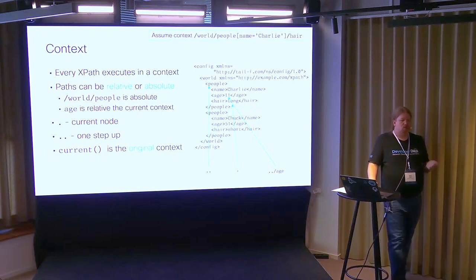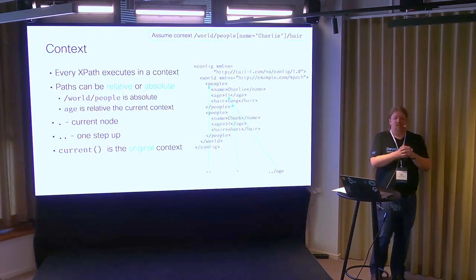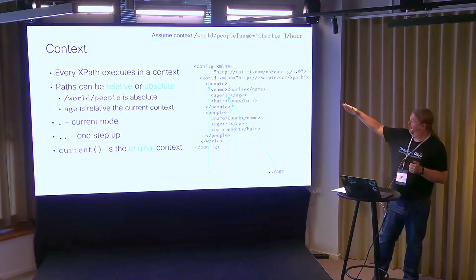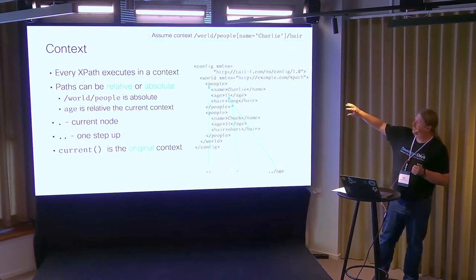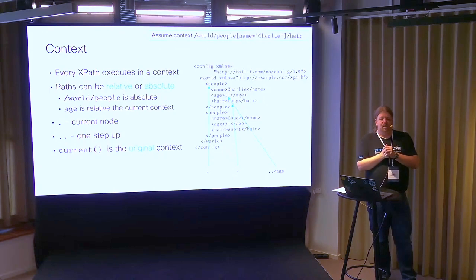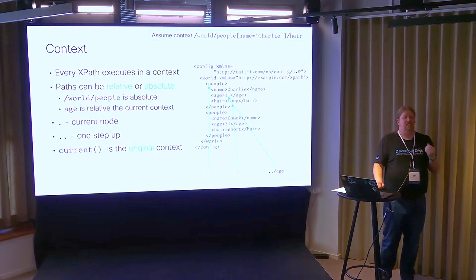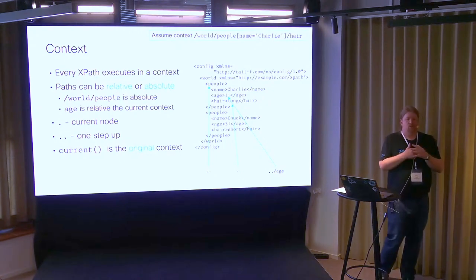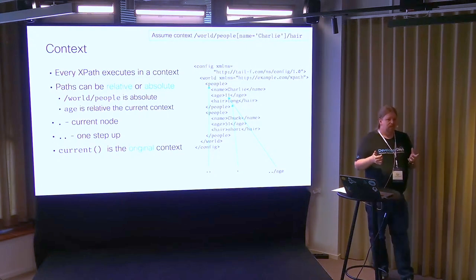But if you do not start your path with a slash, you get a relative path. And in this example, assume that the context is the long hair of Charlie. Then dot dot is the Charlie record itself. And dot dot slash age is the age of the current person. And there is a special function called current, which gives you the original context of your XPath. Because some XPath queries do quite a lot of searching the database.